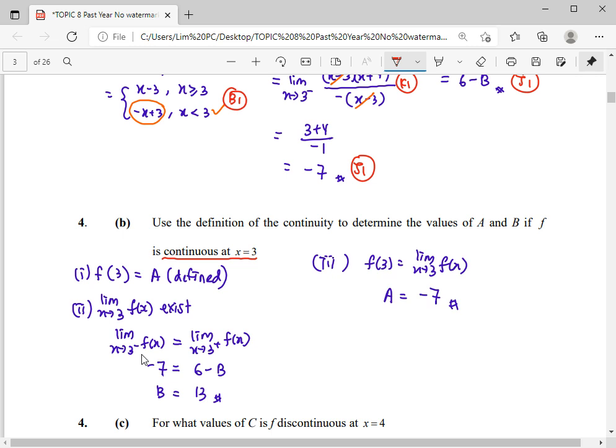So therefore, our concept here is, first, our point f(3) is equal to a. That will be our basic. Then by using condition number 2, the limit must exist, meaning the limit from the left hand side equals the right hand side, to find our constant b. And then this is our concept of condition number 3 to find our a.